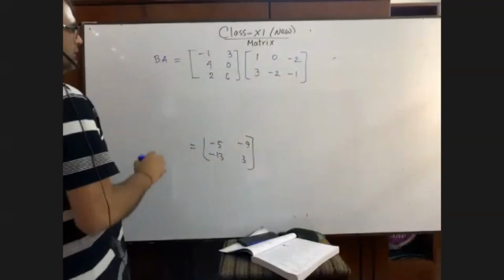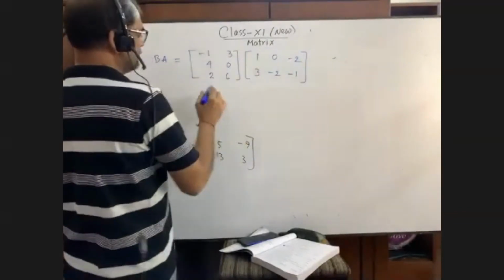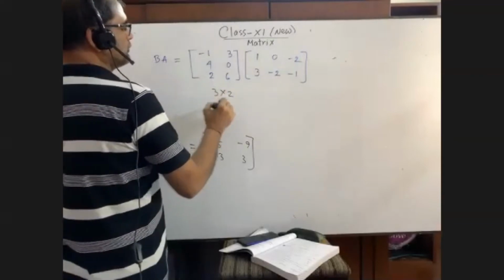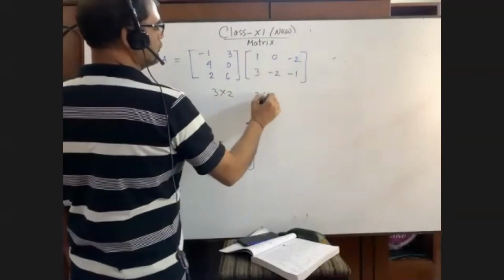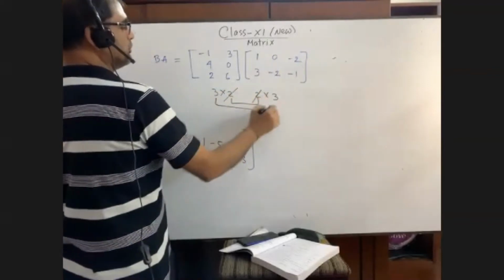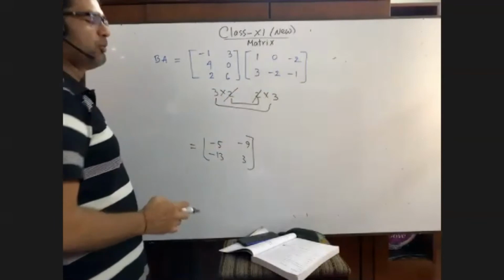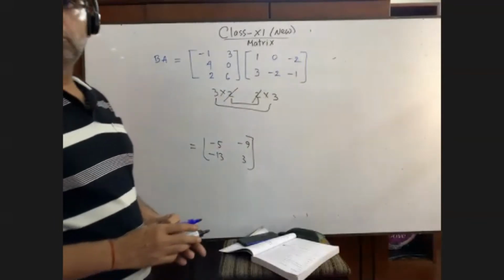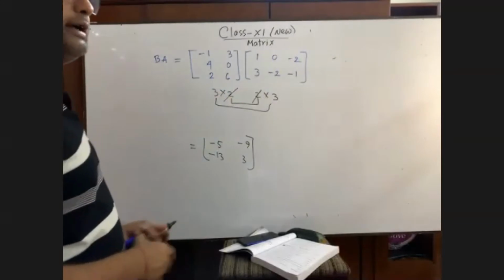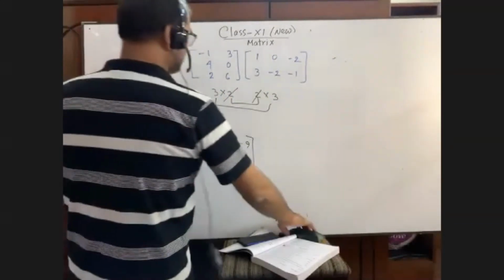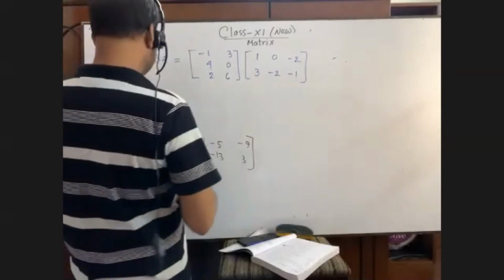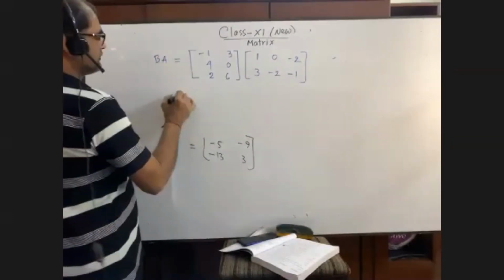Now calculate it. How many rows and how many columns? 3 rows, 2 columns. And here 2 rows, 3 columns. That's good. The 2s will be omitted, and we'll be left with a new matrix of order 3 by 3. Okay, you understand? Now please pay attention to how to do this math.